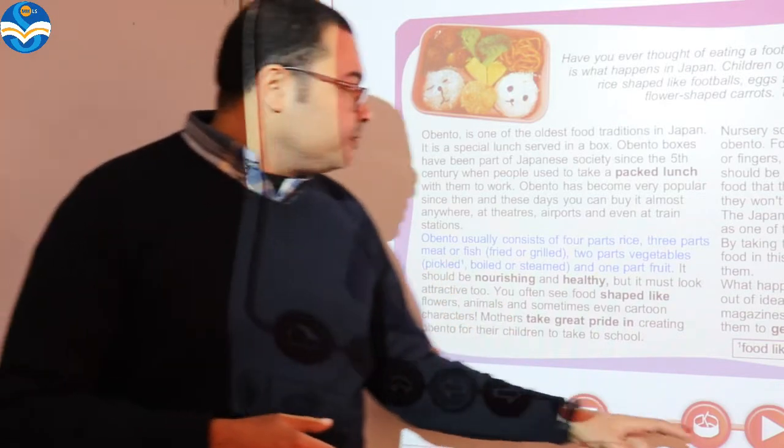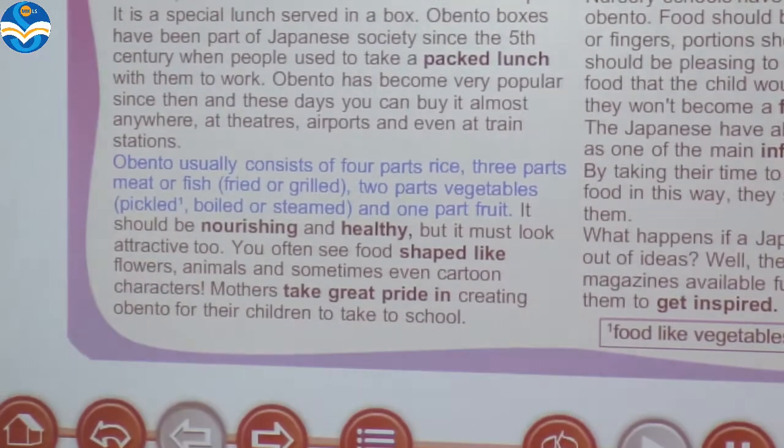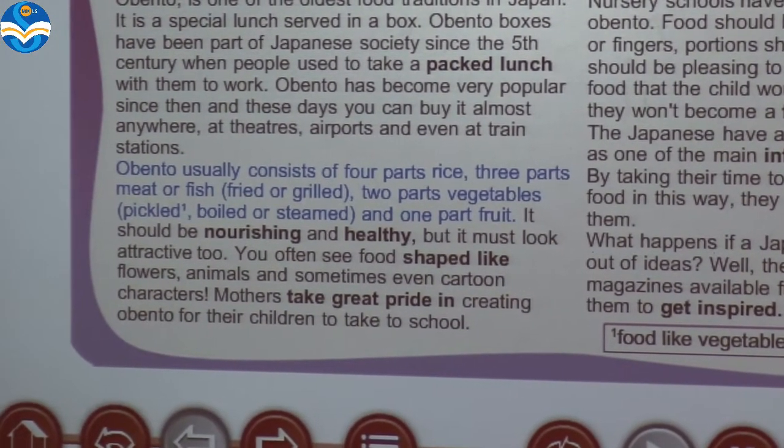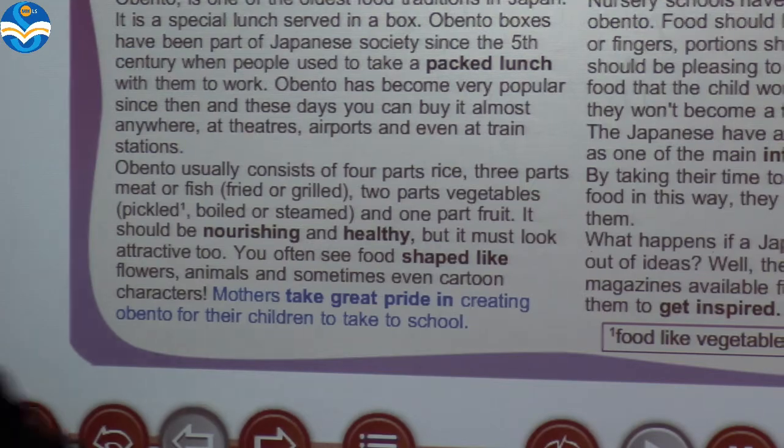Okay, let's continue. Bento usually consists of 4 parts rice, 3 parts meat or fish, fried or grilled, 2 parts vegetables, pickled, boiled or steamed, and 1 part fruit. It should be nourishing and healthy, but it must look attractive too. You often see food shaped like flowers, animals, and sometimes even cartoon characters. Mothers take great pride in creating a bento for their children to take to school.